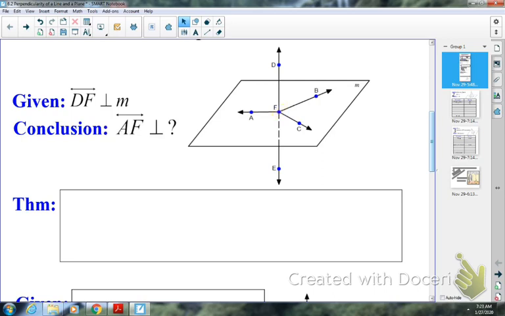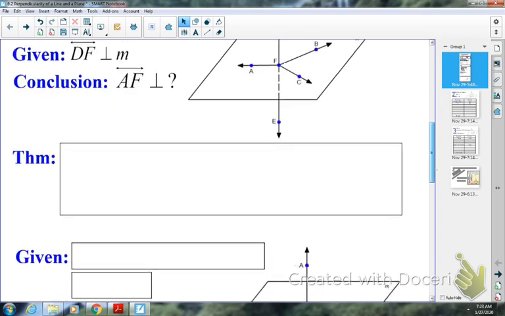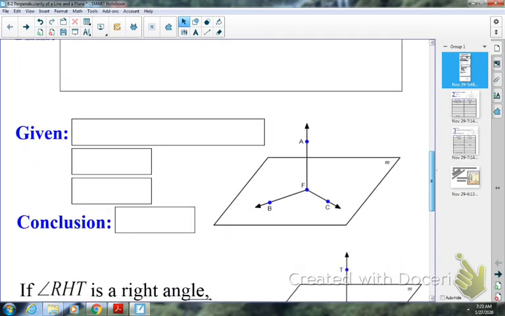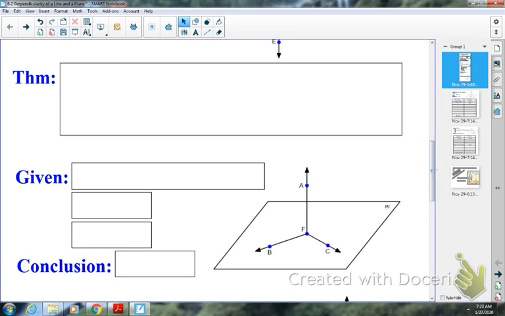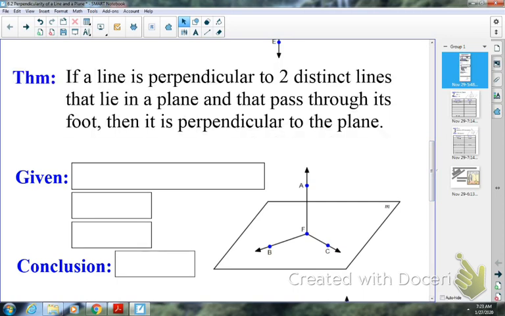Now this next theorem is talking about what you need to know in order to state that a line and a plane are perpendicular. If a line is perpendicular to two distinct lines that lie in a plane and pass through its foot, then it's perpendicular to the plane. So the key number here is 2. To prove that a line is perpendicular to a plane, you need two distinct lines that lie in the plane and pass through the foot. One is not good enough. You actually need two, or more, I should say.